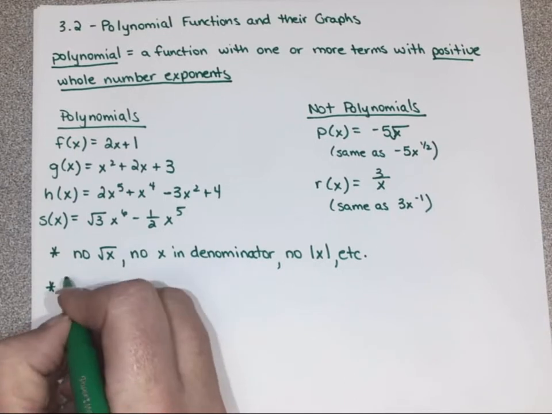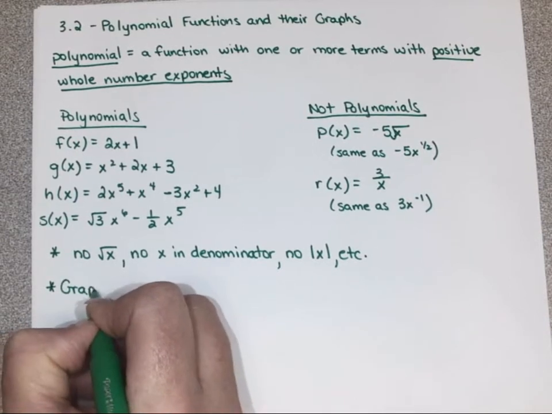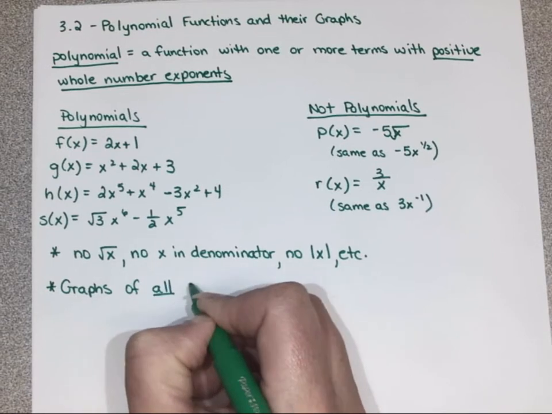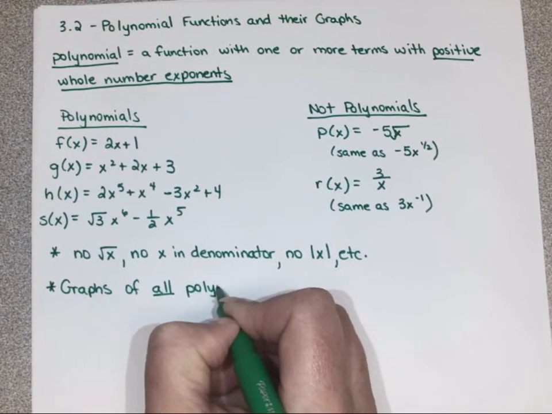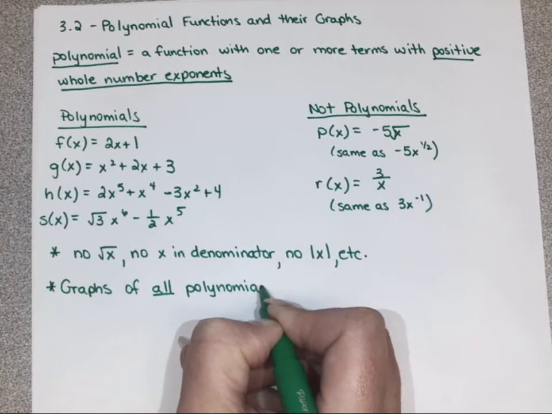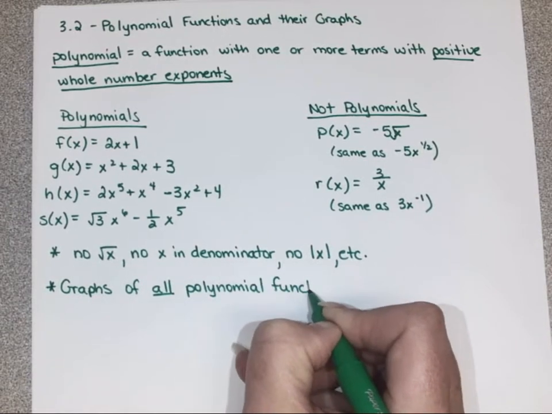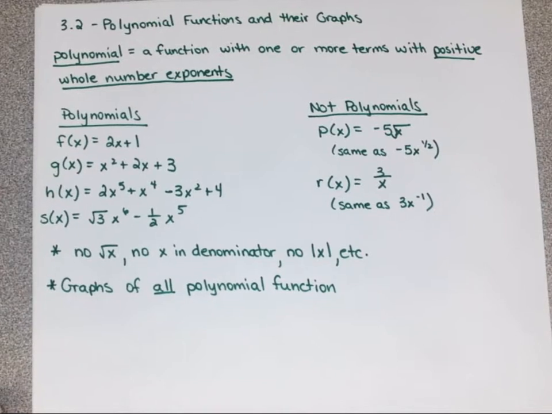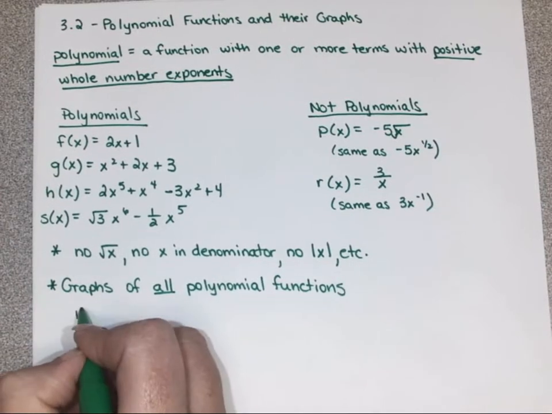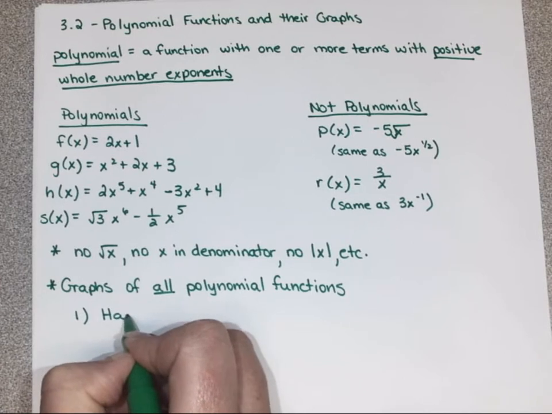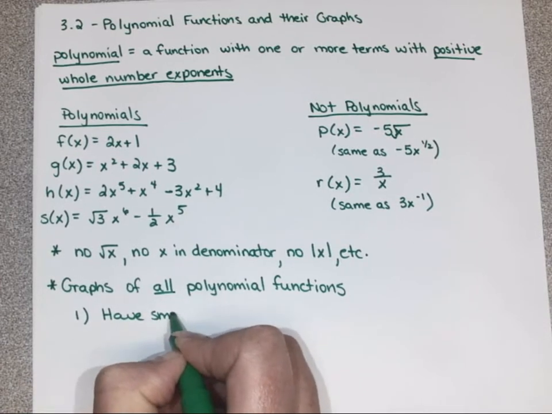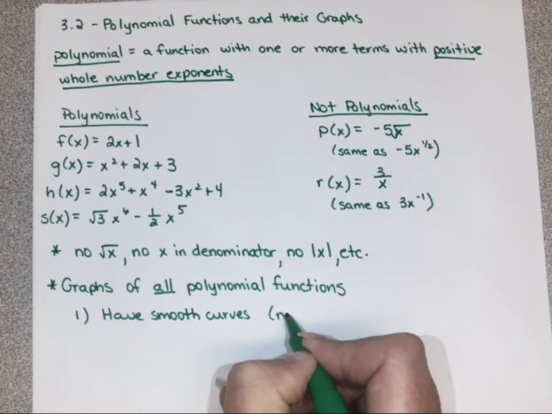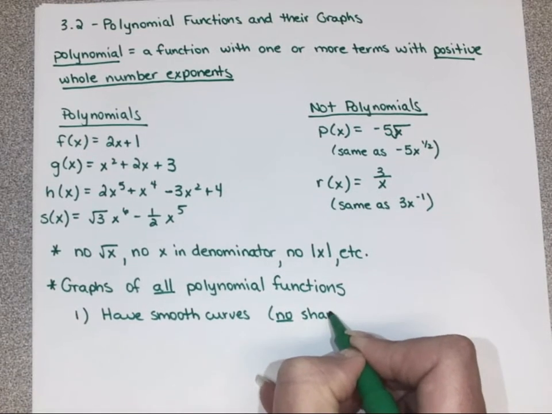So these graphs, depending on what power they have, are going to have much different looks from what we have been graphing. So far, we've only graphed lines and parabolas, and so these are going to be different, but there are some common ground qualities for all polynomial functions. Okay, so the first one is they have smooth curves. So they are not like jagged edge type graphs. So I like to say there's no sharp edges.